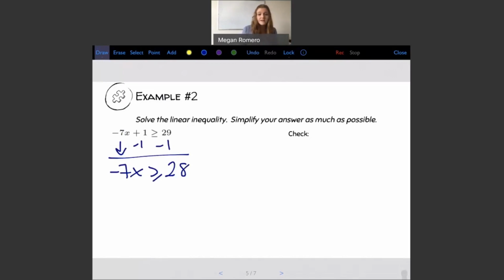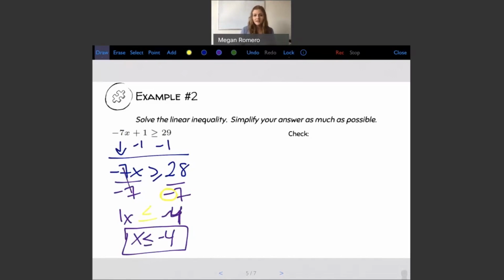Next, we have negative 7 times x on the left-hand side. We divide both sides by negative 7. And so negative 7 divided by negative 7 is just 1x. In this case, we divided by a negative. So that means that we must change or flip the inequality symbol. And 28 divided by negative 7 is negative 4. Okay, so in this case, our answer would be x less than or equal to negative 4. And you can check your answer in a similar way that we did for example number 1.